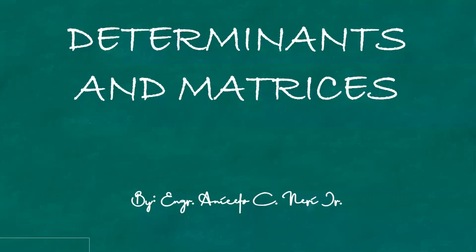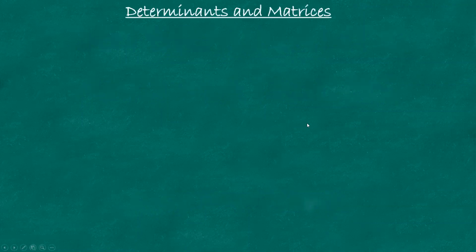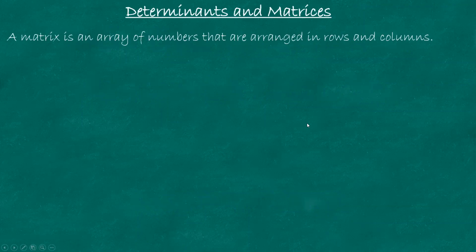This video is about determinants and matrices. Basic idea about matrices. So, the definition: a matrix is an array of numbers that are arranged in rows and columns.